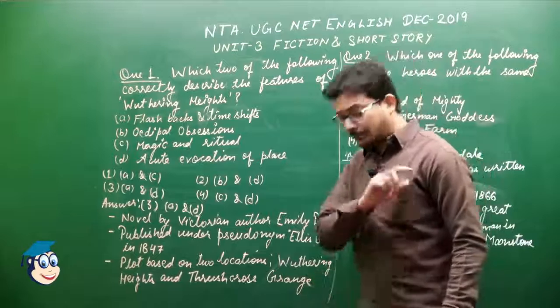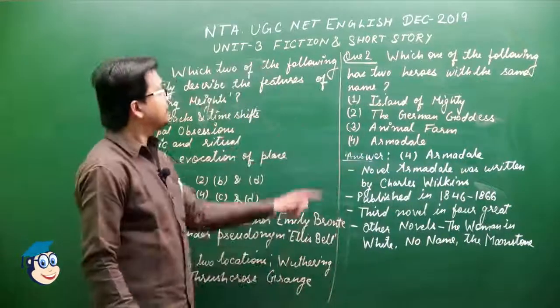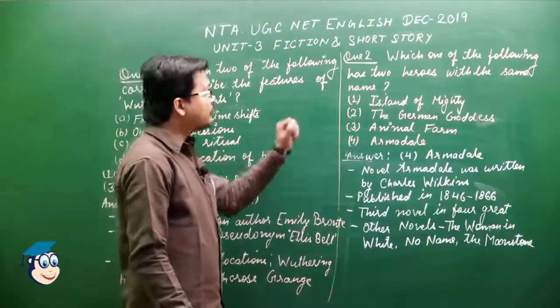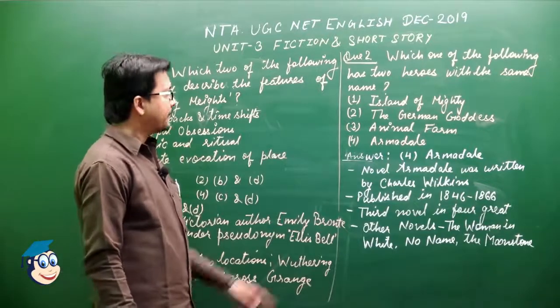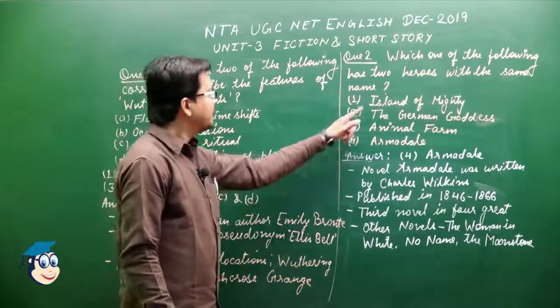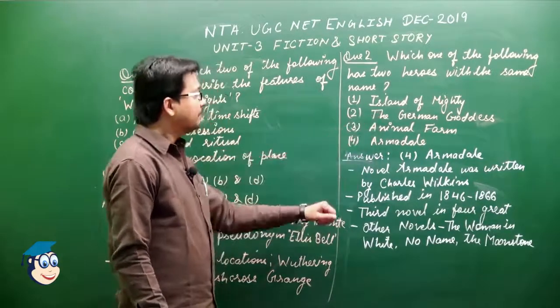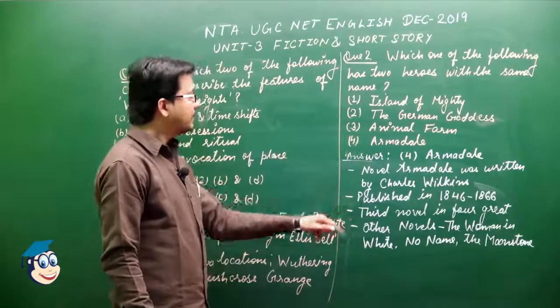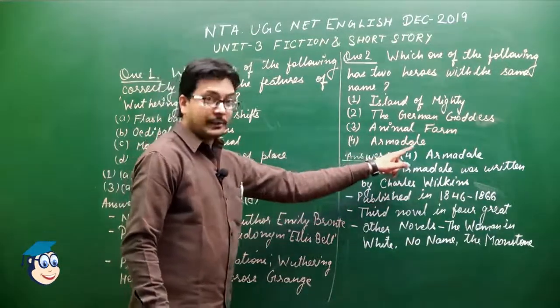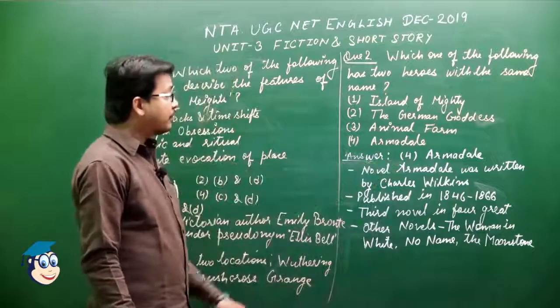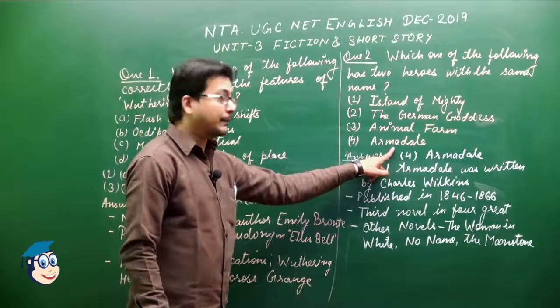Let's talk about the second question that's written on the board here. The second one is, which one of the following has two heroes with the same name? The options given for the question: Island of Mighty, the German Goddess, Animal Farm, George Well, and Armadale. If we talk about the solution, the fourth one is the correct answer.